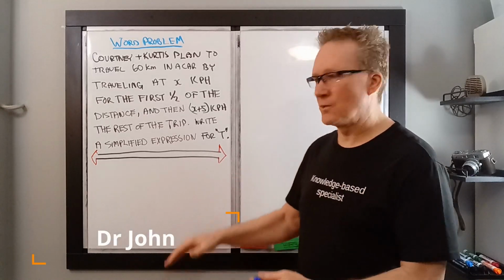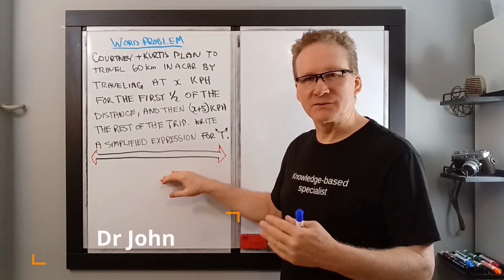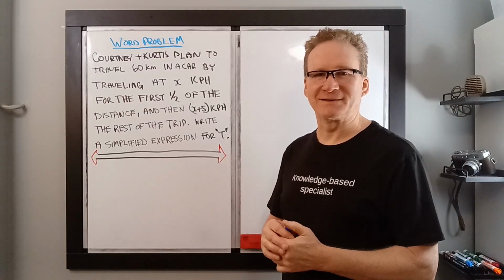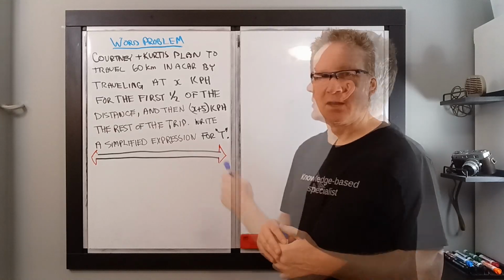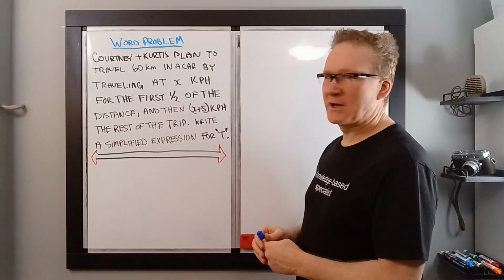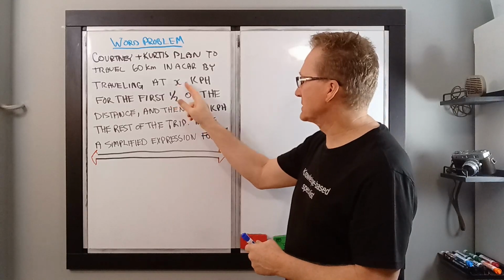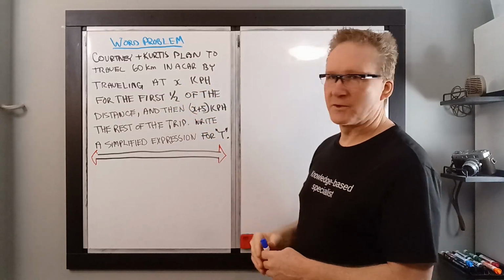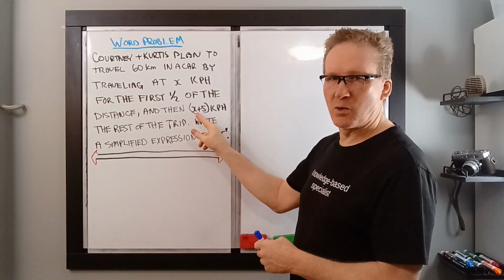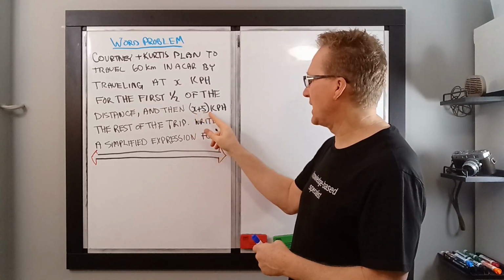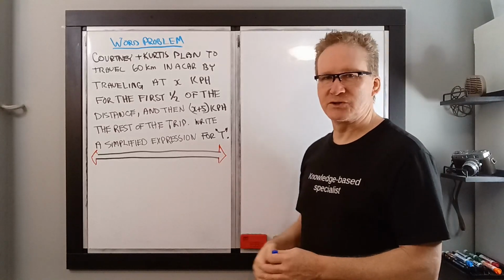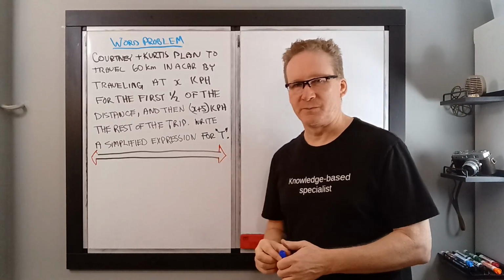Today I'm going to walk you through a word problem that deals with rational expressions that will help you to prepare for a grade 11 pre-calculus exam style question. Courtney and Kurtis plan to travel 60 kilometers in a car by traveling at an unknown amount, x kilometers per hour, for the first 1/2 of the distance, and then at 5 more kilometers an hour, x plus 5 kilometers per hour, for the rest of the trip. Write a simplified expression for the total time their trip takes.